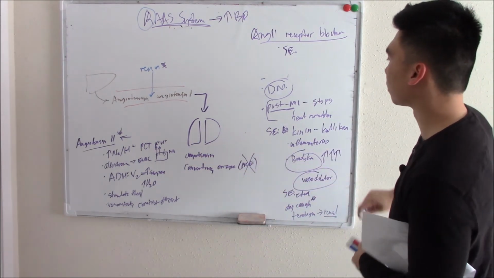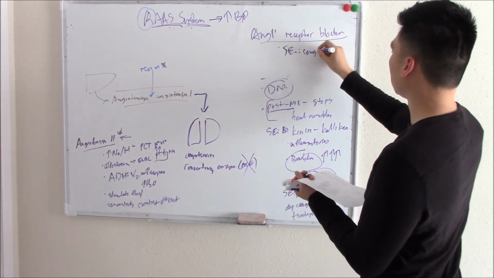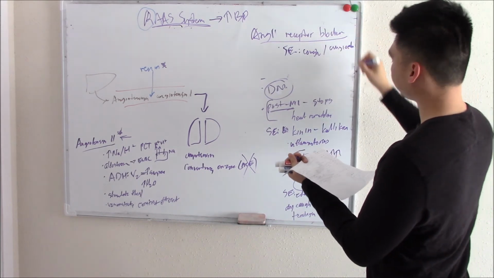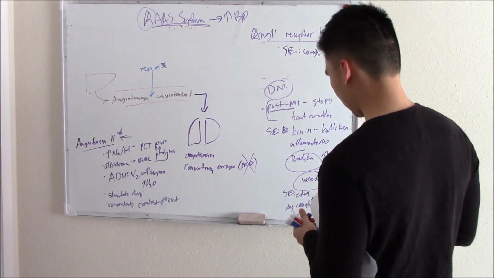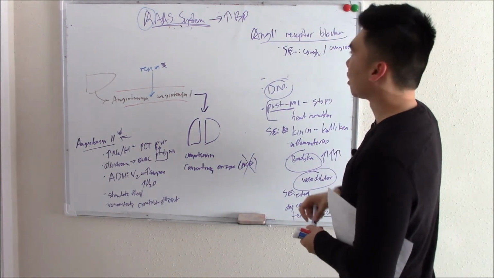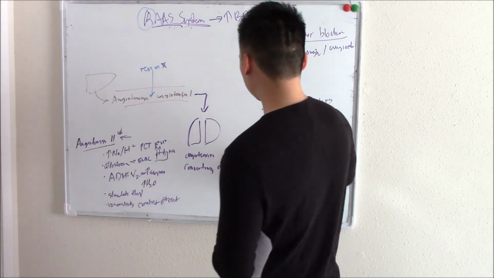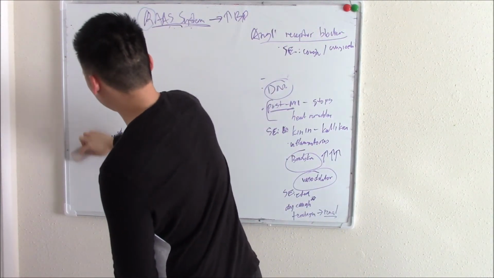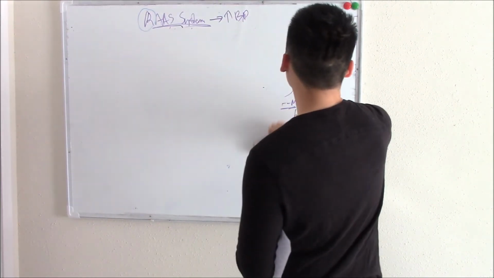All right, so you have reduced side effects of things like cough and angioedema. All right. Those are the drugs that work on the RAAS system. That's your RAAS system. And before we finish this whole thing, I just want to take some time to talk about the other hormone functions of your kidneys.